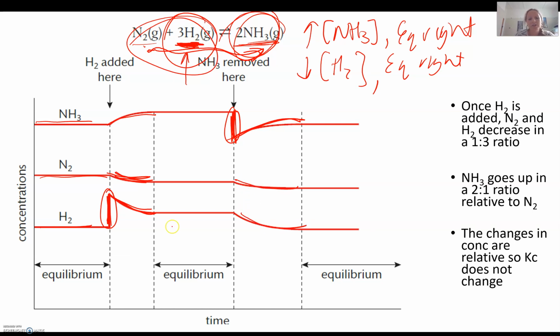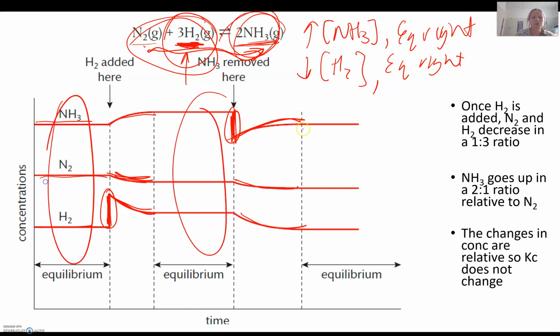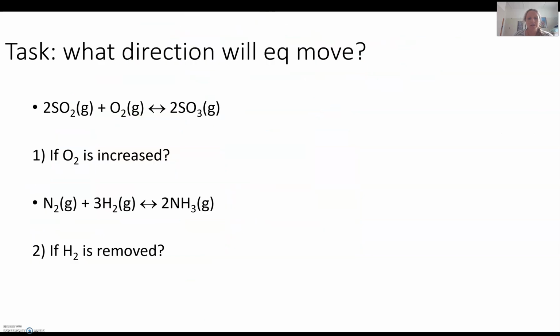And you can see here in this graph, the equilibrium is actually established at 3 different positions on this graph, and that's when those lines are horizontal, okay? Hopefully that makes sense. So which direction will the following move? So if you look here, what if O2 was increased? If O2 is increased, the equilibrium will shift to decrease O2. And the only way to decrease O2 would be to move the equilibrium to the right. So equilibrium would move that way.